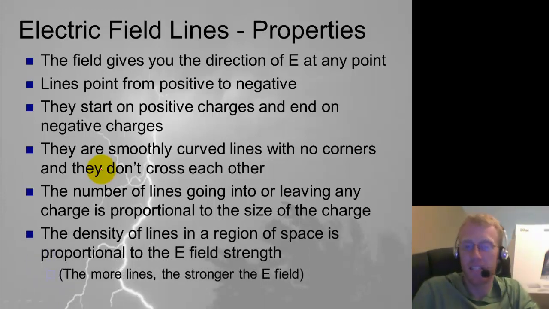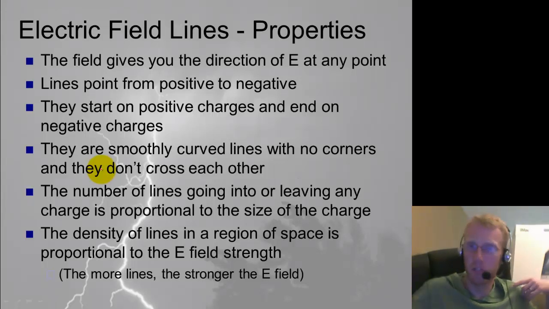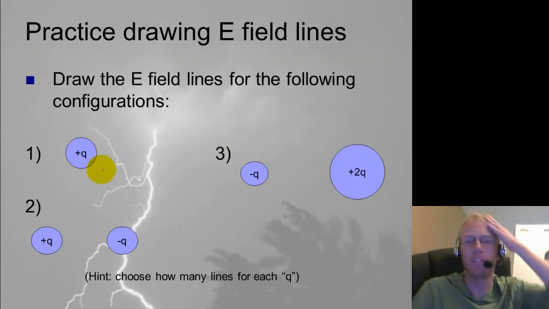Lastly is the density of the lines, which means how close they are together, tells you how strong the electric field is. And this makes sense because all the lines are starting off of the same point, so they start off really close, and when you're very close to the object, you have a high electric field. And as you get farther away, they spread out, which means when you get farther away from a charge, you have a smaller field.